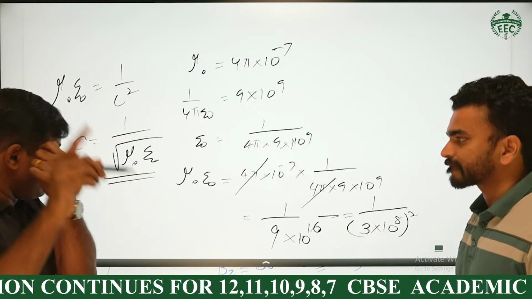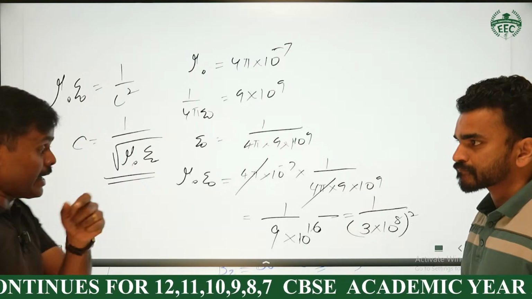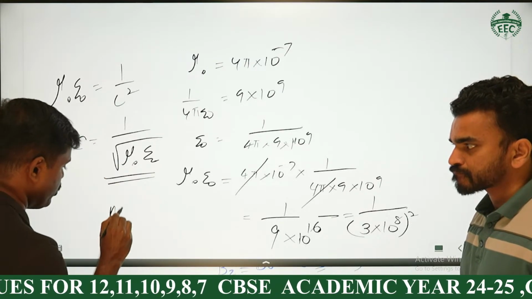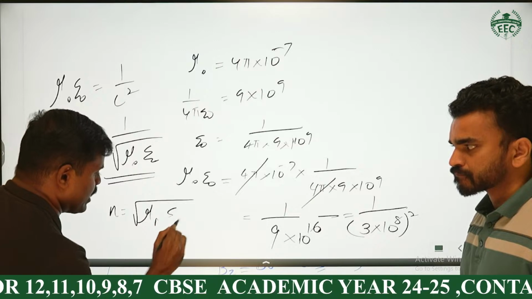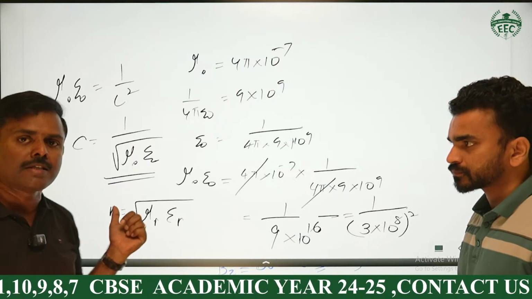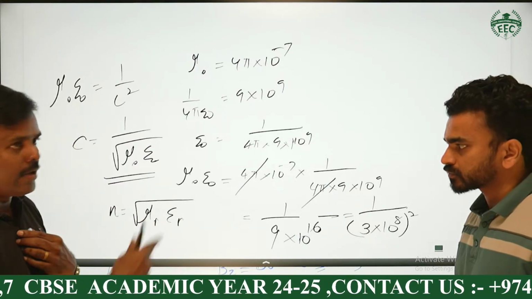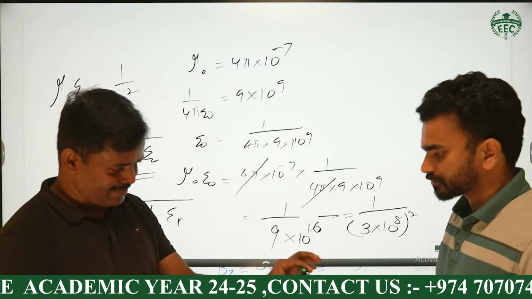And you know, text us on this number in the comment box if you want to know how to do this root of mu r epsilon r, or try it yourself. Refractive index is given by root of mu r into epsilon r. Now Rafi sir will do ray optics.